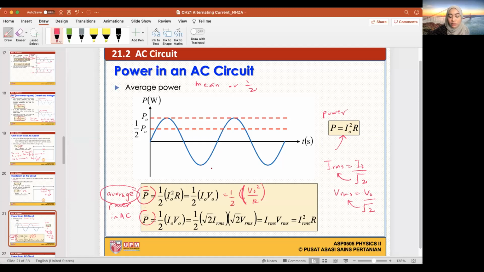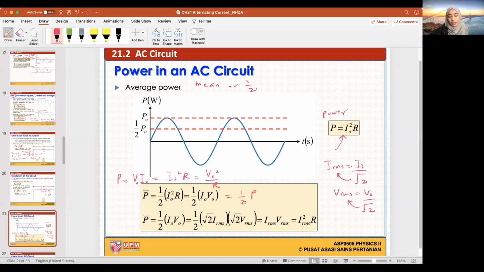So what do I want to highlight here? Let's go back. Equation ni dia agak confusing. Okay, so I talked about P. This is regular power: VI, V naught I naught, or I naught squared R, or V naught squared over R. And then we talked about average power. It must be 1 over 2 of regular power.